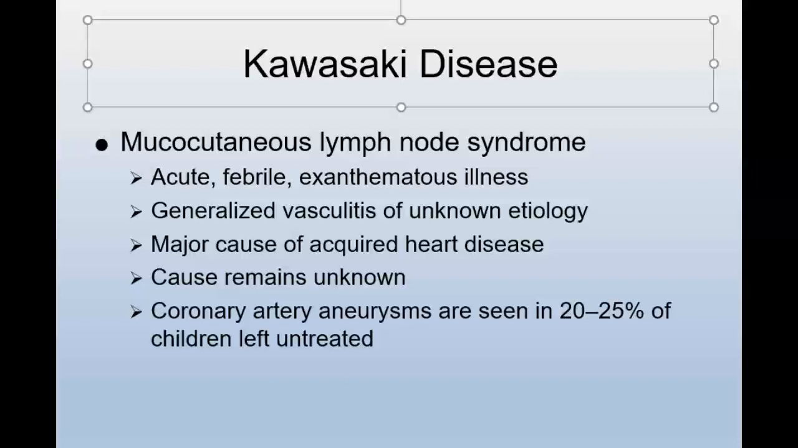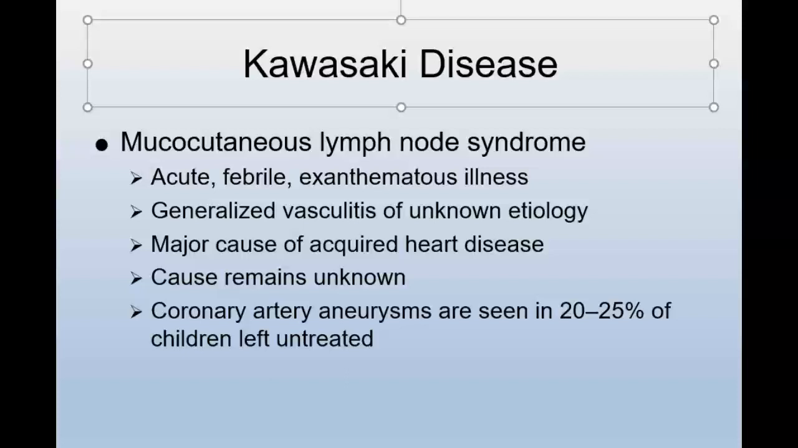Lab data is nonspecific. The white blood cell count is elevated during the acute phase, as are the ESR and C-reactive protein levels. There is sterile pyuria. The ECG in the acute phase may demonstrate first-degree heart block. Platelet levels dramatically rise during the subacute phase. Aneurysms are detected with an echo.